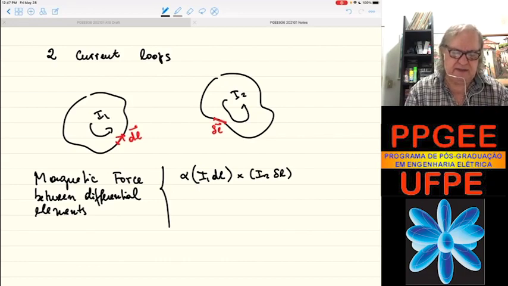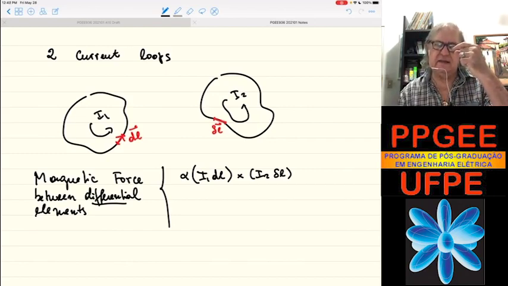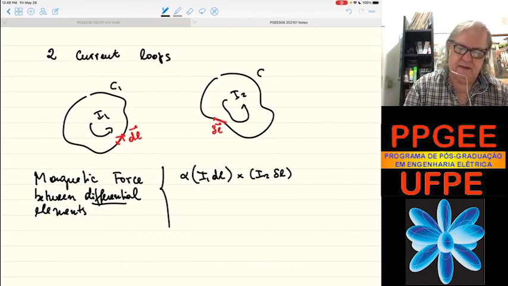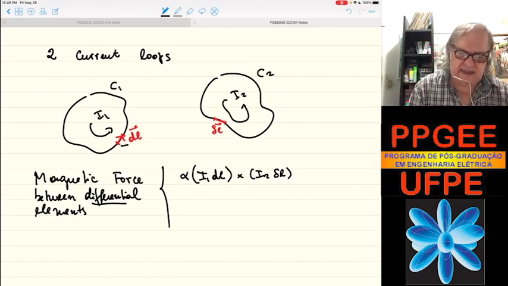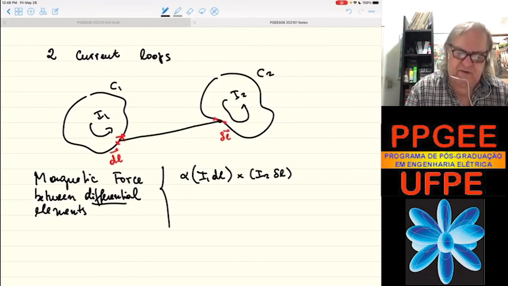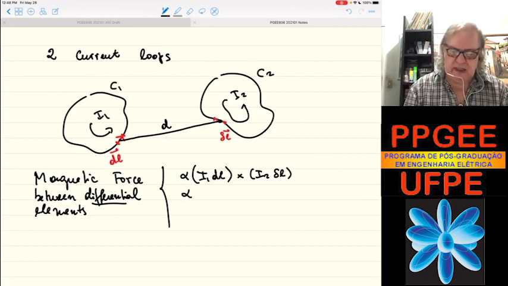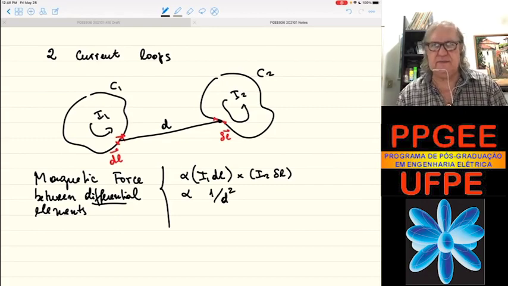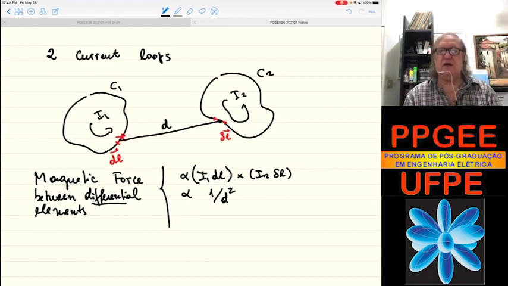So the force between those two elements, between differential elements, is proportional to the product of I1 times the current length, the differential length of circuit 1, right? Times I2 current differential length of circuit 2. Also, let me just move this a little away so you could see here. Okay, so also, if you break the force down to a differential force between elements, let's call this a distance d. It's proportional to the inverse square of d. And that's it. The vector nature comes from Oersted's experiment, you know.